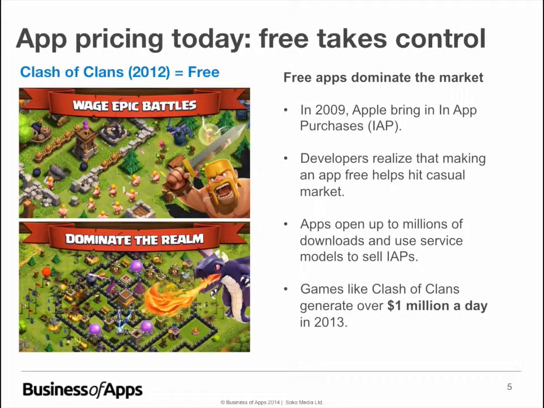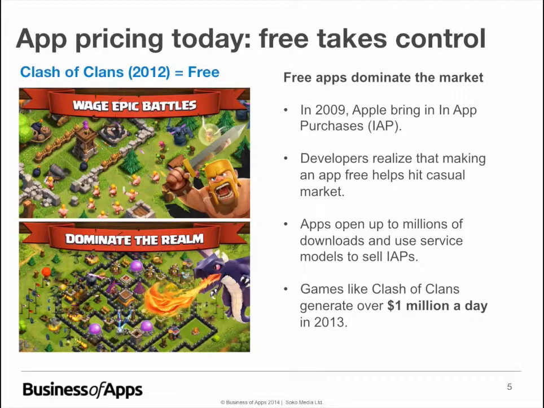But if you do that and you don't have a paid revenue stream, then what do you have to do to make sure that you're meeting your costs? The answer is that you've got to use another way of making money. And so apps began to open up to millions of downloads. And they started to use service models, particularly games.